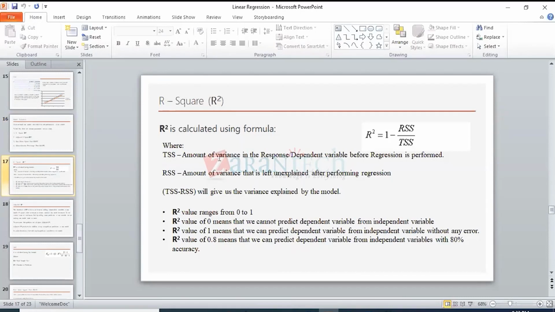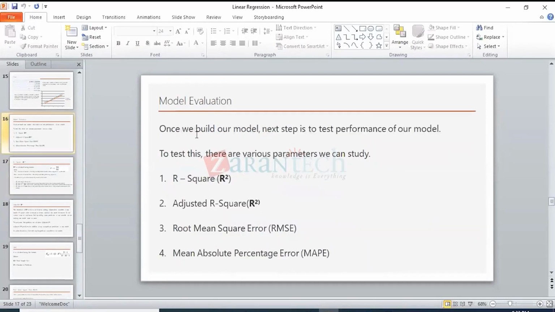Okay, so the first one is R square. You don't actually know the math behind it. What is this RSS? What is TSS? But whenever R or Python builds a model, it will give you all these values: R square, adjusted R square, RMSE, and MAPE.